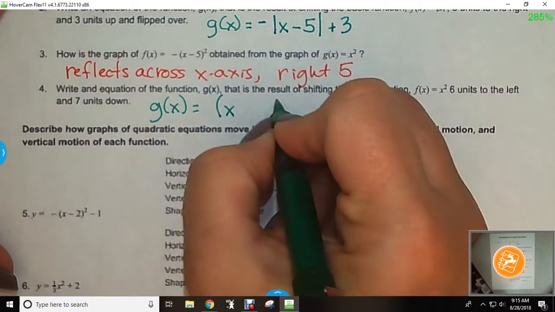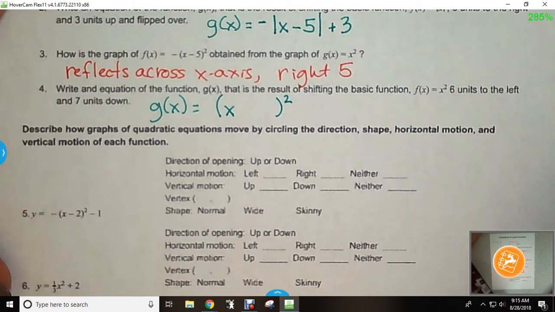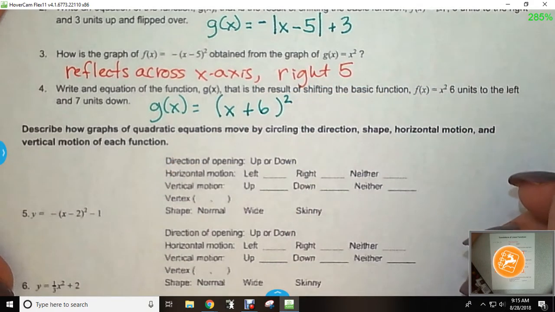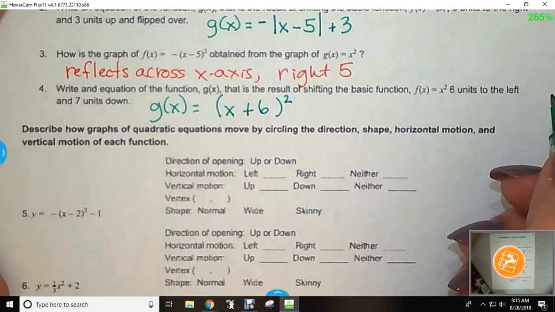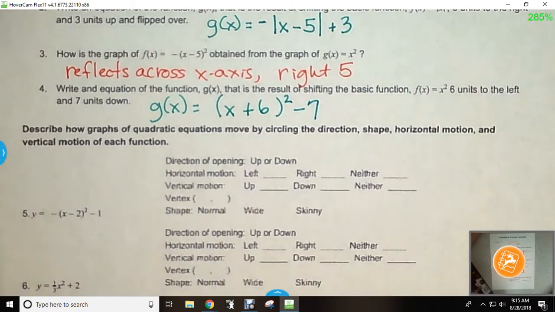All right, here's my x, and I know I've got to have a square because my parent function was an x squared. To move it to the left 6, I'm going to put a plus 6 inside because I do the opposite, and that's my left and right. And then to make it shift down 7, I put a minus 7 afterward.